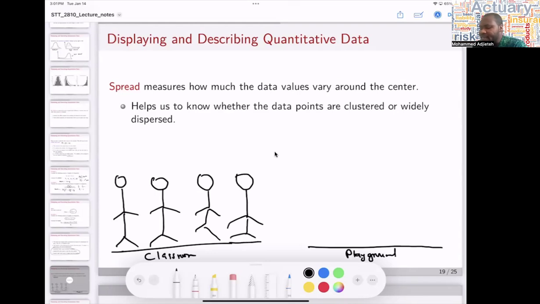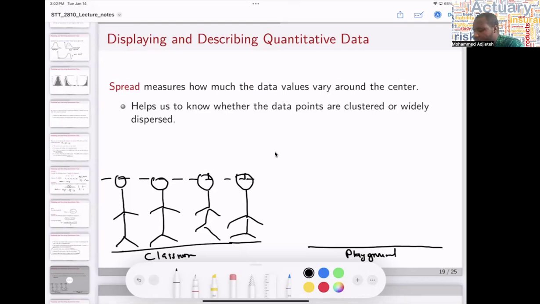What is the average height in this classroom? So we can see the average height is going to look like this, right? And then you can see the variation to the center is very small because look at this guy. You see, his height to this guy is small. His height to the center is very small. So you can see that the variation is very small.